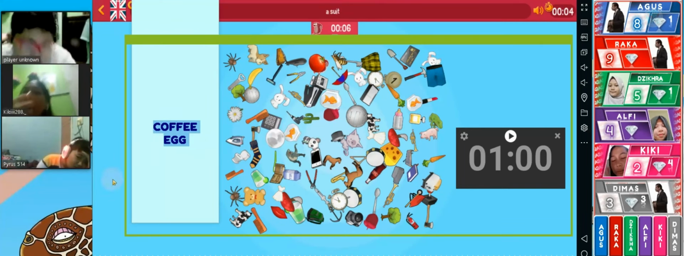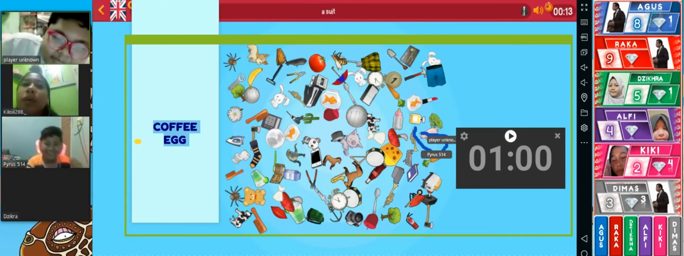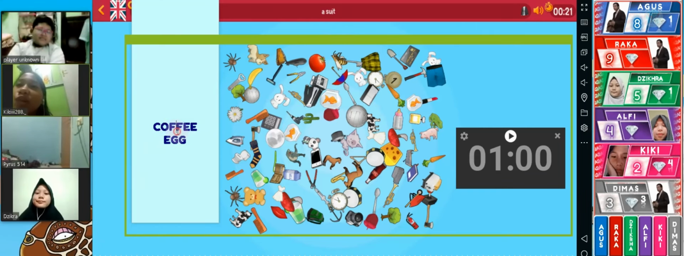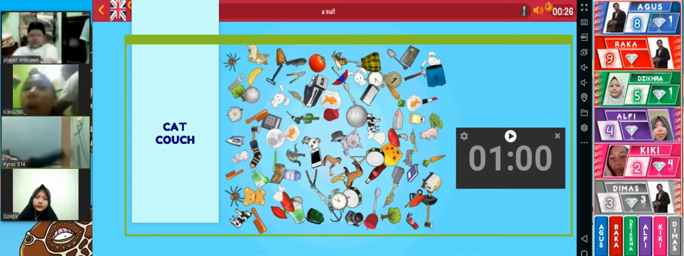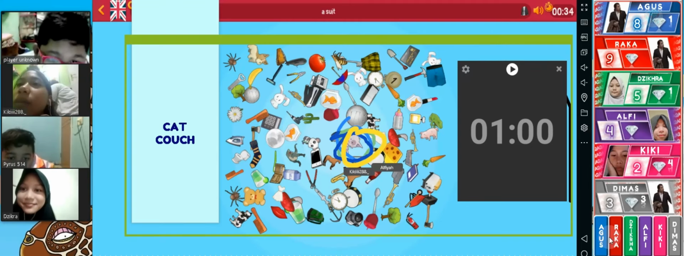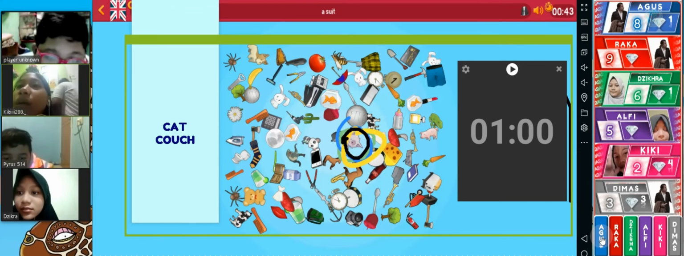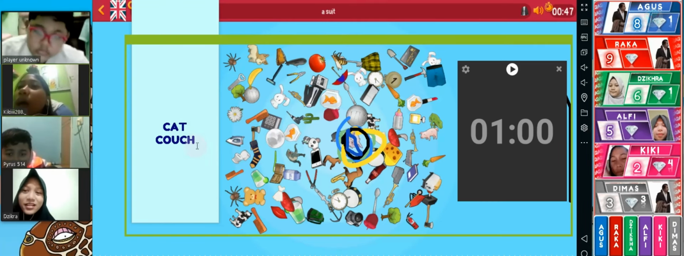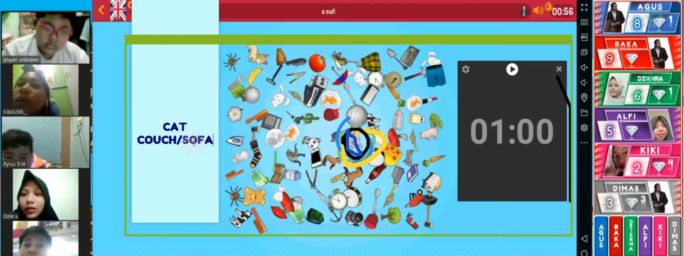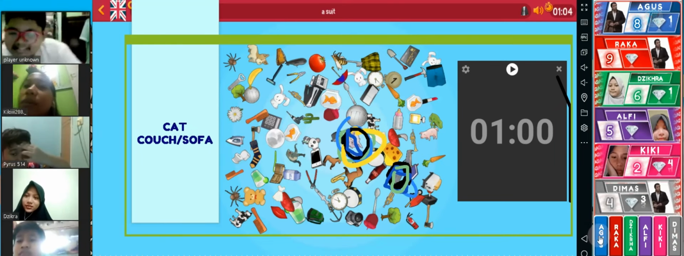Alright, try to find. Turn your cameras on. So, cat and couch. All right, cat. That's it. Cat, 1 point. And couch. What's couch? You don't know couch? It's almost the same as sofa. Okay, that's it. Kiki and Zikra and Dimas, Agus also.